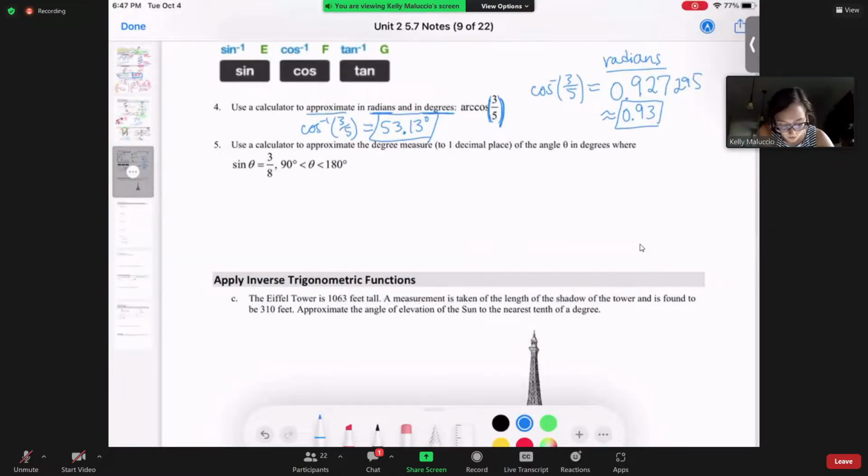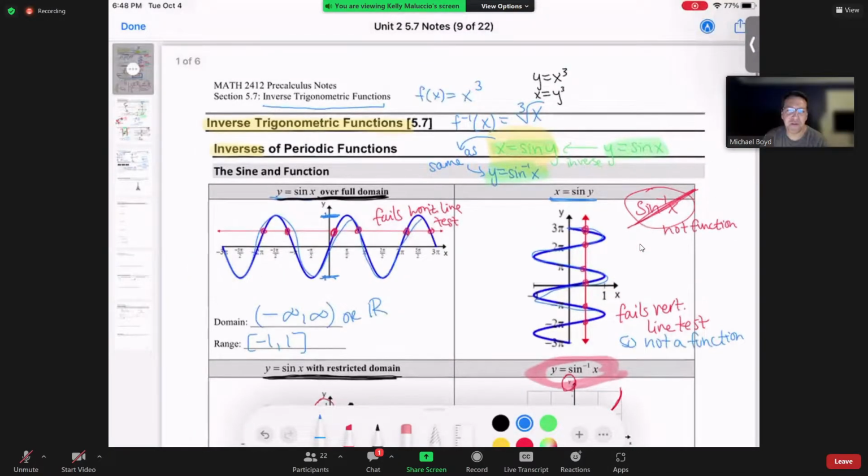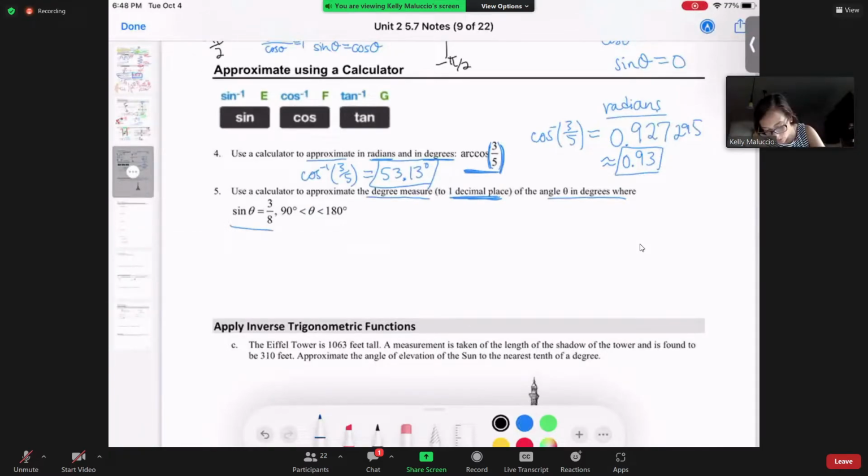Now, this one says approximate the degree measure to one decimal place of the angle in degrees, where this is true. Okay. Can I ask you a question there? Can you draw a right triangle? Yes, you could. So if we drew it and let this be theta, and I know arc cosine is 3/5, that means this is 5, this is 3, and this would be 4, right?